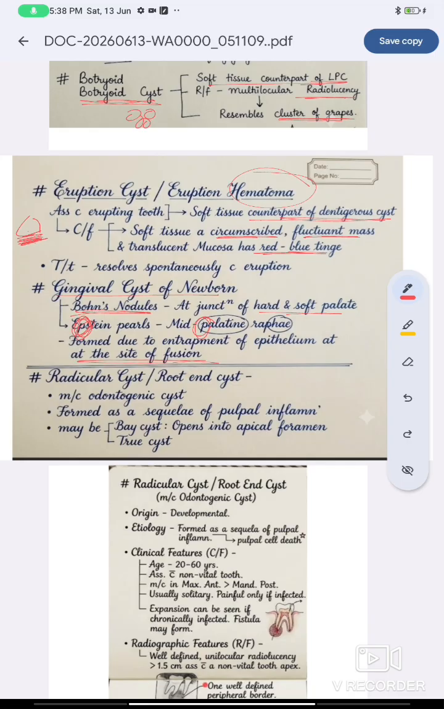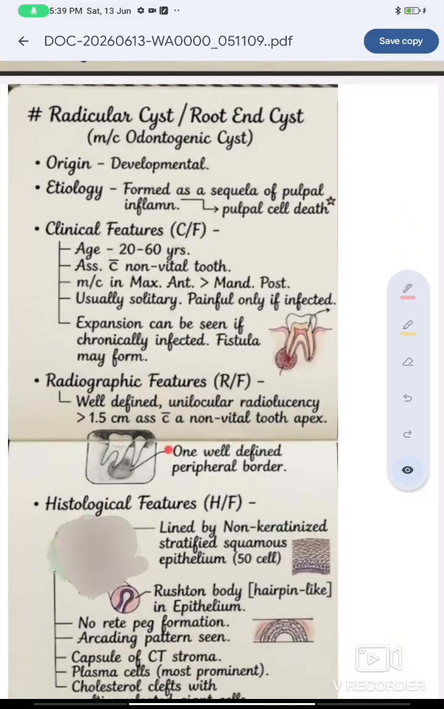Next comes the radicular cyst or root end cyst or apical periodontal cyst. It is the most common odontogenic cyst, most common inflammatory odontogenic cyst. It is formed as a sequel of pulpal inflammation, which means if a tooth develops caries, then caries, if untreated, progresses to cause irreversible pulpitis, further causes apical periodontitis, then it may either lead to abscess or lead to cyst formation. Now, radicular cyst is not developmental, it's inflammatory.